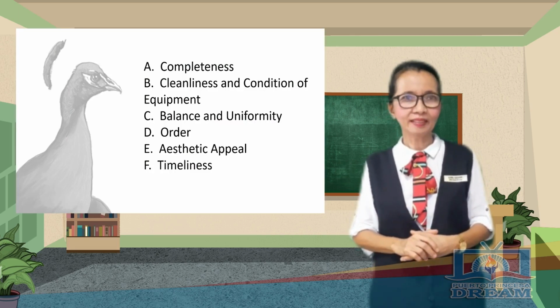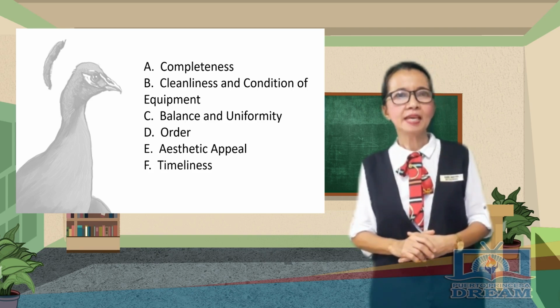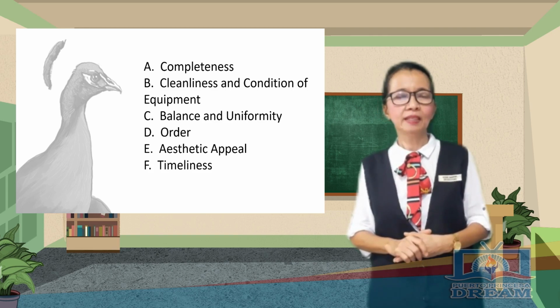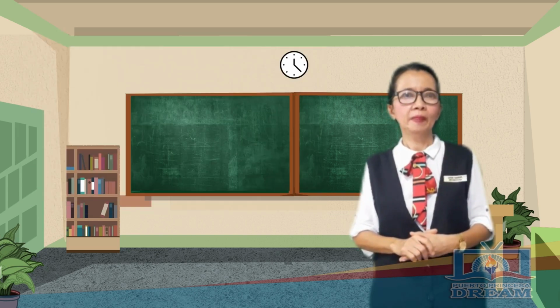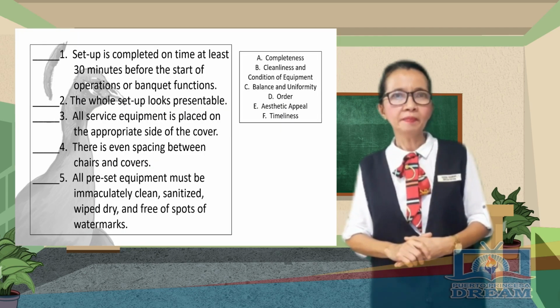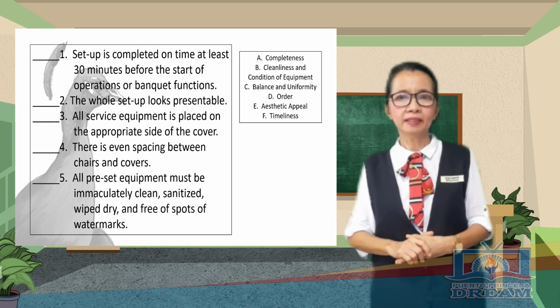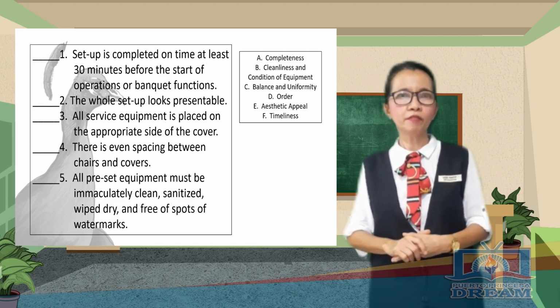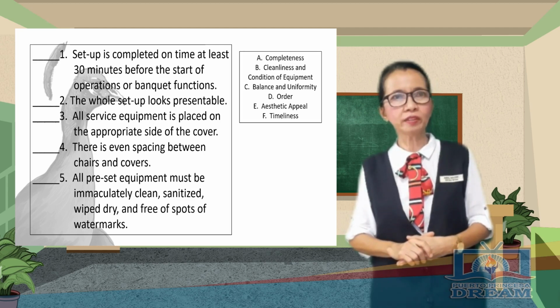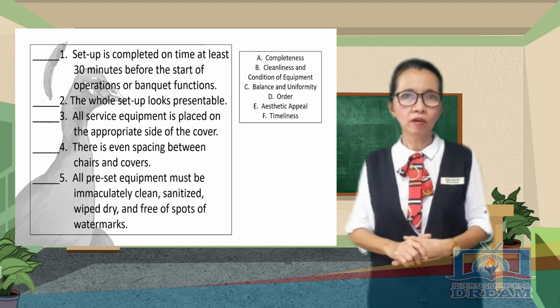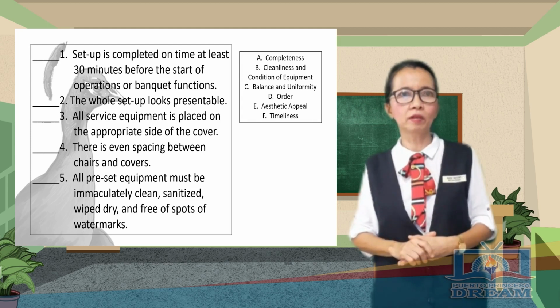A. Completeness. B. Cleanliness and condition of equipment. C. Balance and uniformity. D. Order. E. Aesthetic appeal. F. Timeliness. Number 1. Setup is completed on time at least 30 minutes before the start of operations or banquet functions. Number 2. The whole setup looks presentable.